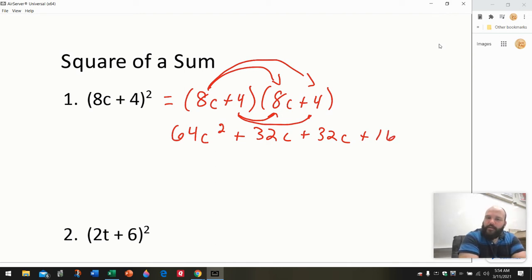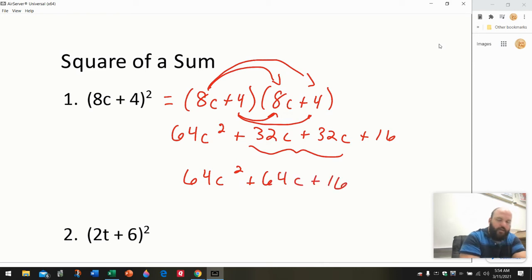So now that we've had it multiplied out, we will combine our like terms. The like terms in this case are the two 32c's. So the 64c squared gets written first. Then we have 64c. Then we have plus 16. And there's your final answer.